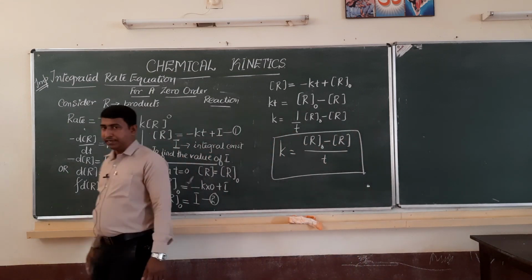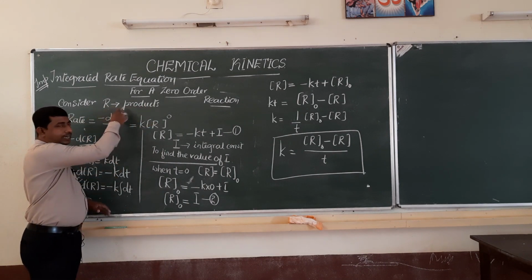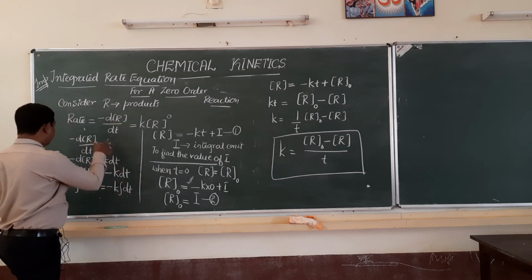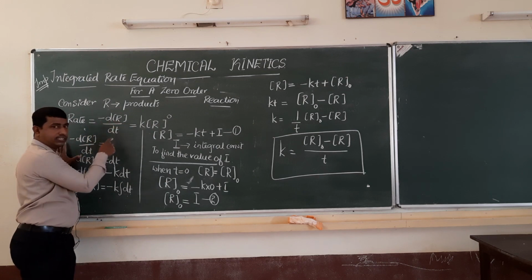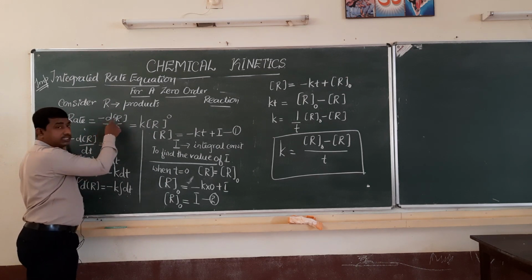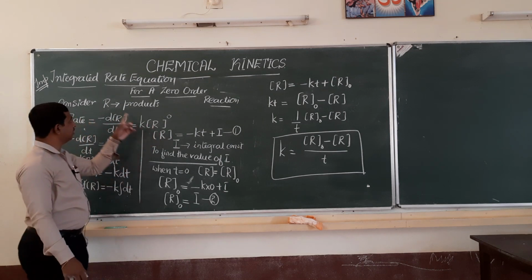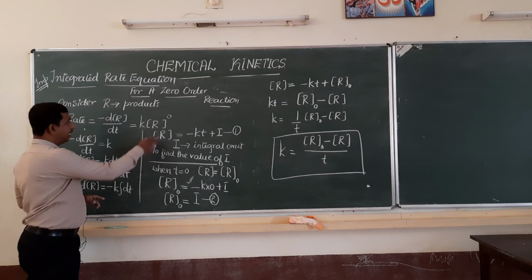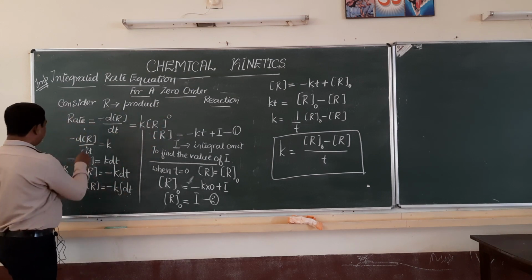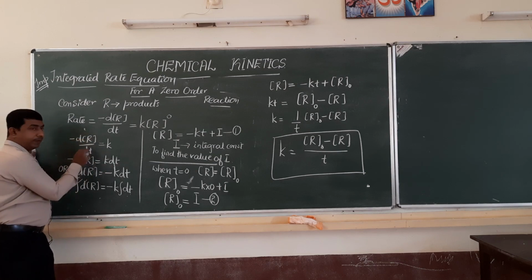Let us repeat once again. See, we have to consider a general reaction, that is reactant R producing product P. Write the rate law for this reaction. So rate is equal to change in concentration with respect to time, so that is minus dR by dt. It is equal to k into concentration of the reactant, power it is 0, since it is a zero order reaction. Any term to the power 0 is 1. So the equation reduces to minus dR by dt equal to k.